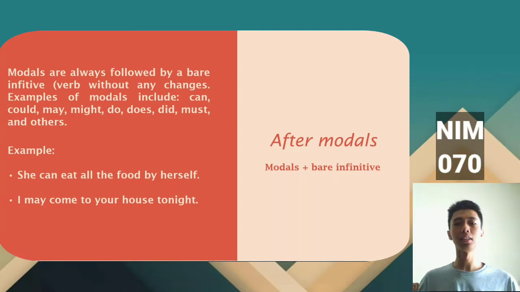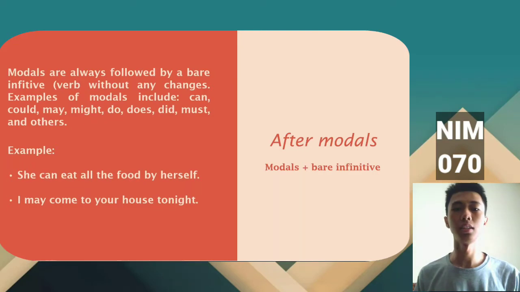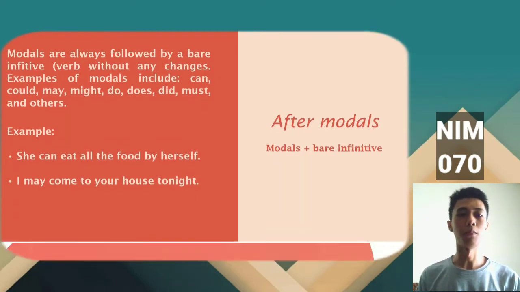So that sentence has a structure of subject plus modal plus bare infinitive plus object and so on. And the second example is: I may come to your house tonight. The subject is I, and there is a modal may, followed by a bare infinitive come, and the come doesn't change to anything. It stays in its bare form.